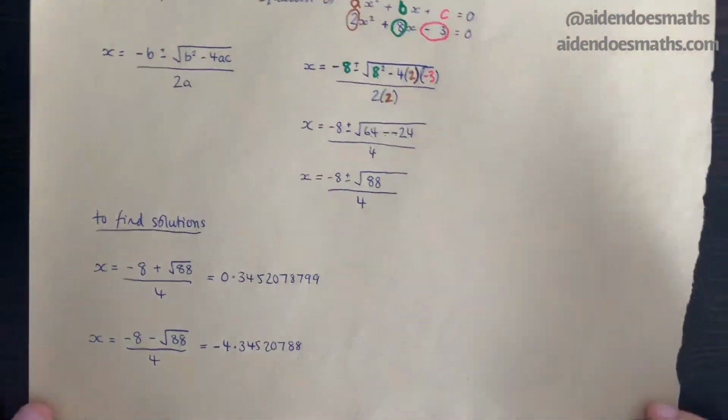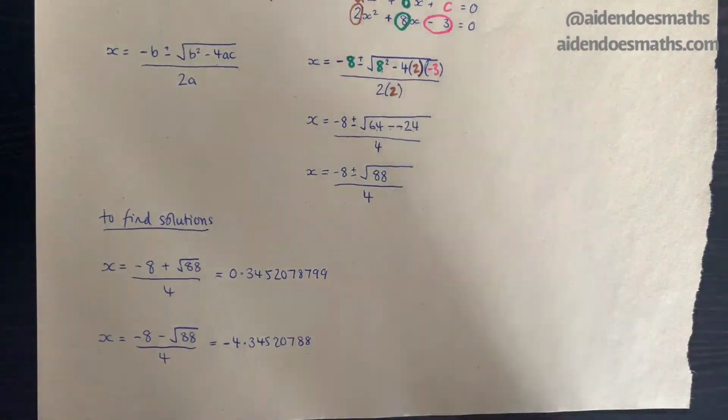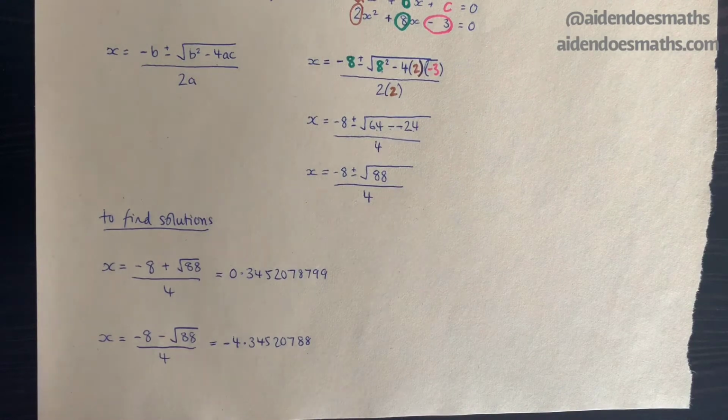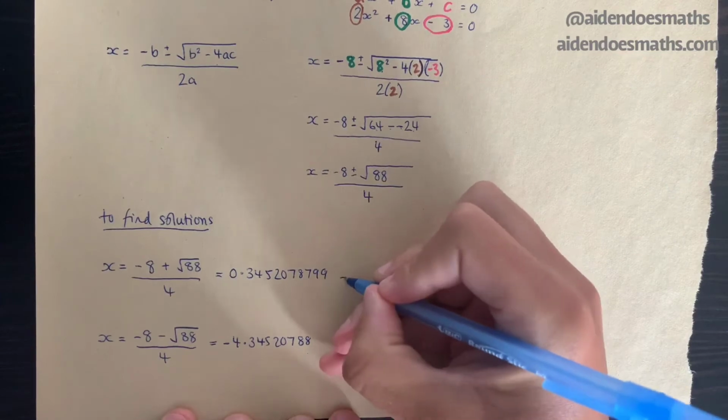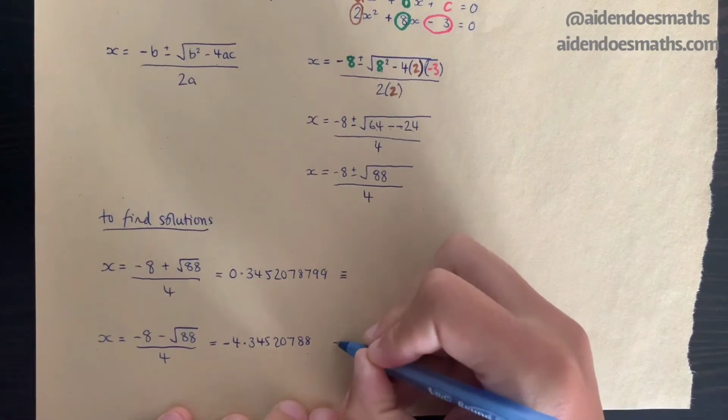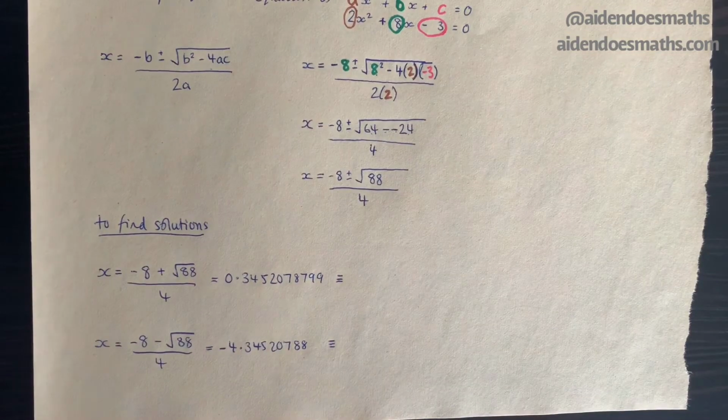Okay, so we shouldn't need our calculator from there. Just be aware you can do this with your scientific calculator. You can try and do it with the fraction button, or you could just do the numerator first, minus 8 plus root 88, get your answer, divide it by 4. Okay. One last step. I'm going to put this three-line equal sign. Just means it's exactly the same as.